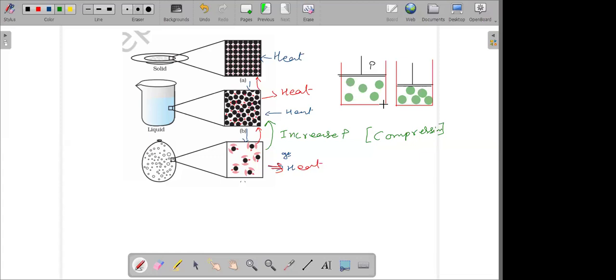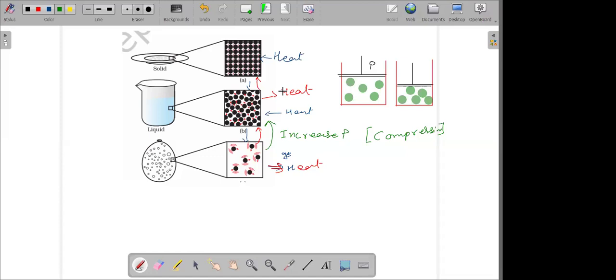Got it? Is this clear? Yes, sir. And similarly is the effect with the liquids also. Liquids can also be changed to solids again in the same way. But pressure alone cannot work. We also have to include the temperature factor. Got it? Yes, sir. Okay.